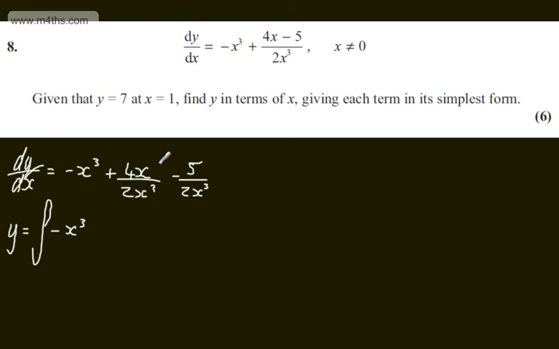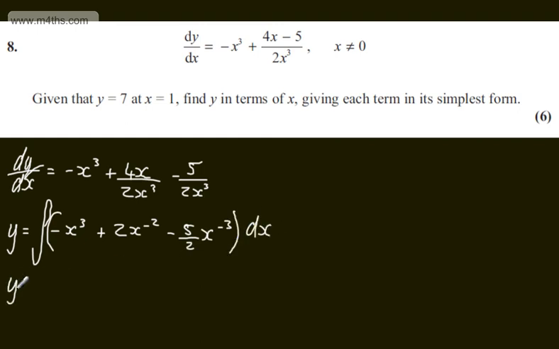If I simplify here, I'm going to have now 2, and then x over x cubed, which is going to give me now plus 2 over x squared, or 2x to the power of minus 2. If I consider now, I'm going to have minus 5 over 2, and I'll have x to the power of minus 3. So we're integrating with respect to x.